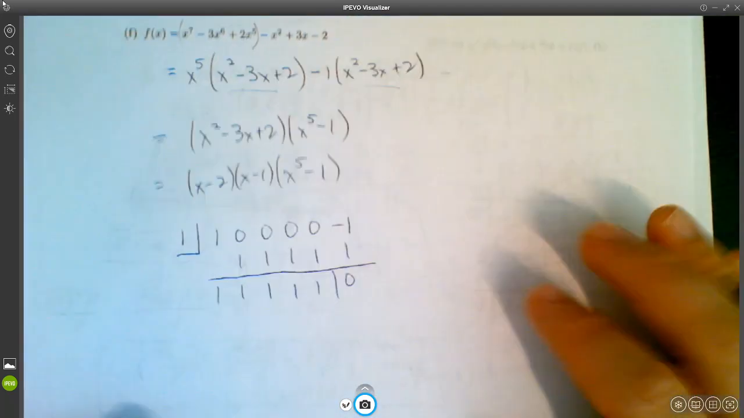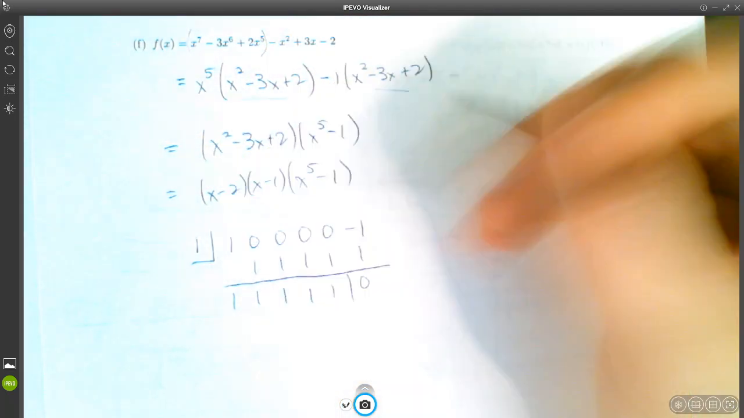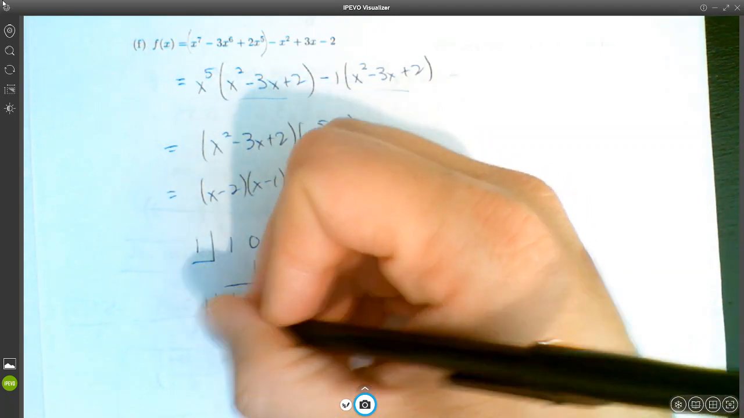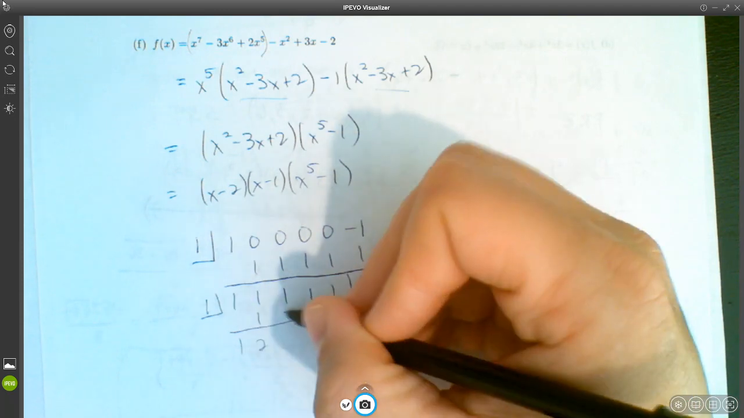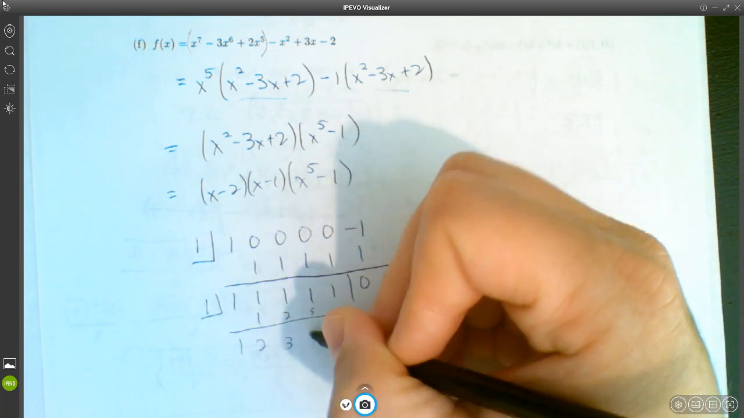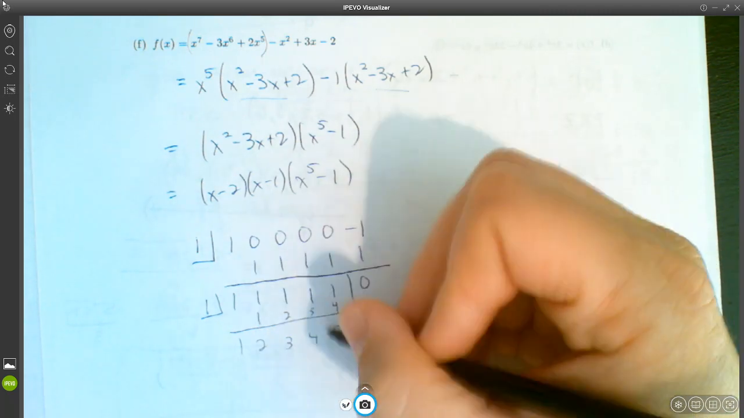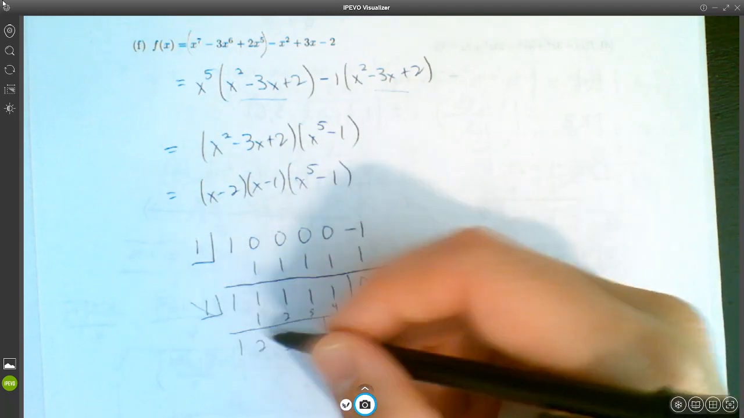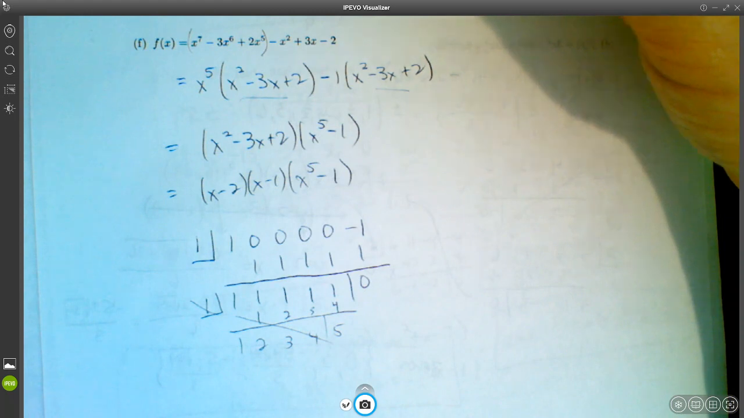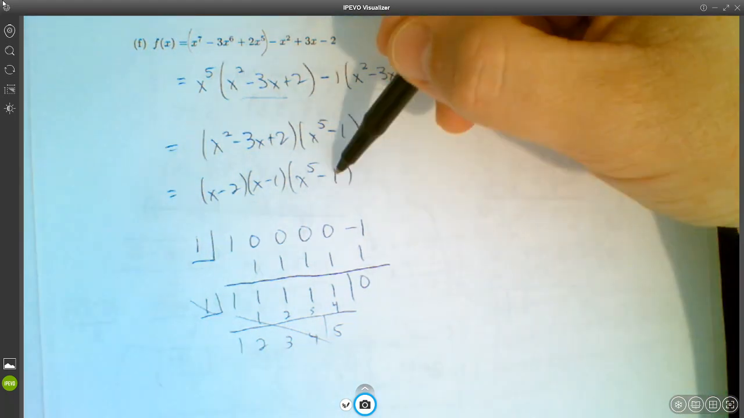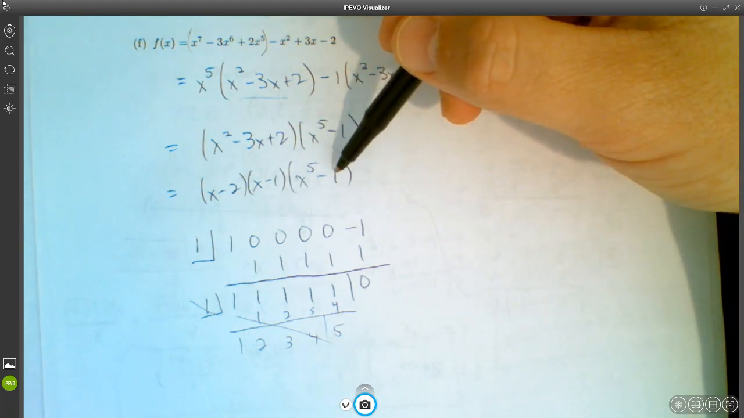So what does this mean? Well, I could try 1 again. Let's try 1 again. You get 1, 1, 2, 2, 3, 3, 4, 4, 5. Well, that clearly didn't work. So 1 is not a zero again. It's only a zero once. Negative 1 is not a zero at all. You can see that clearly from here. Negative 1 to the 5th is negative 1. Negative 1 minus 1 is negative 2, not 0.